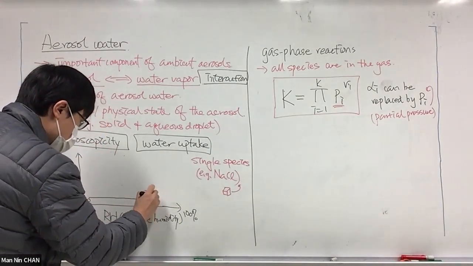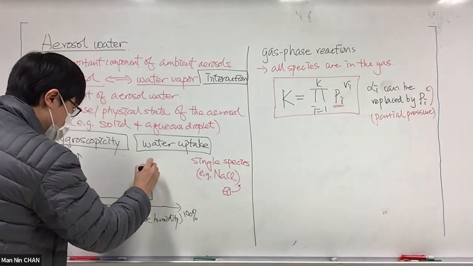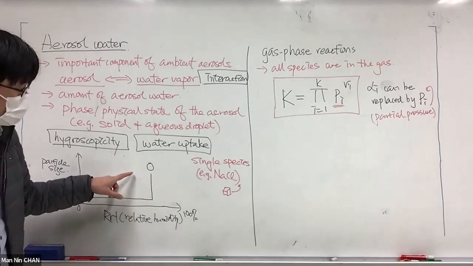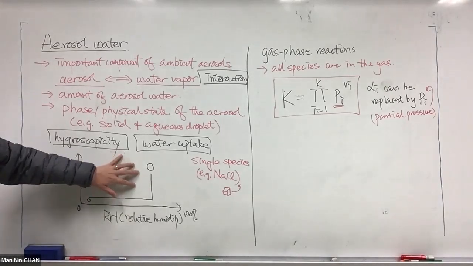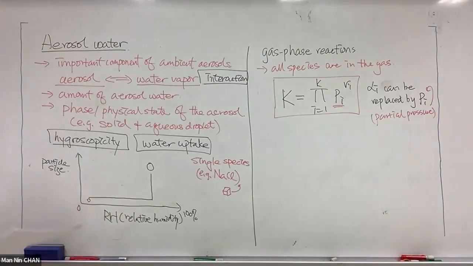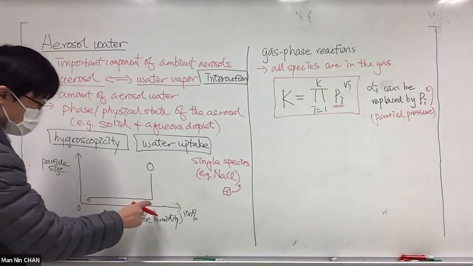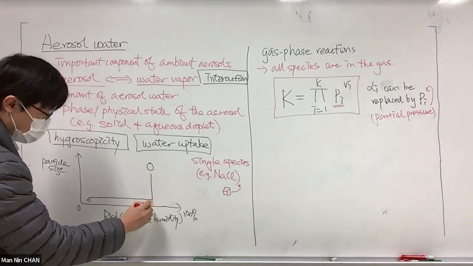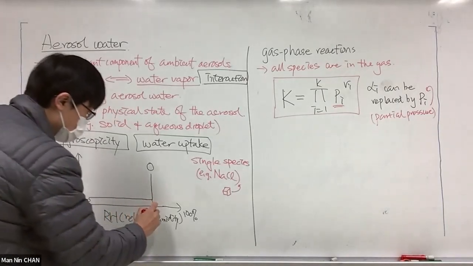At a certain RH, your aerosol, your sodium chloride, will all of a sudden absorb a large amount of water and become a droplet. So in this case, you can have a sharp change at a certain RH.